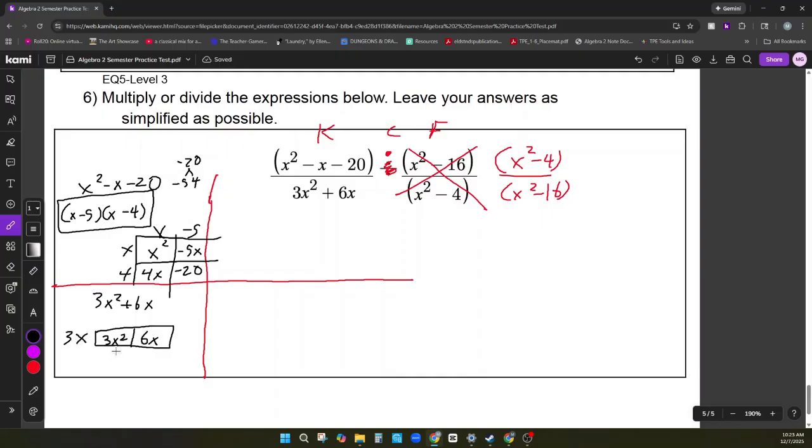So 3x times what would give me x squared? What's the missing component? x. 3x times what would give me 6x? The missing component is 2. So when I factor this, it should give me 3x times x plus 2. And that is my fully factored form of my denominator here.